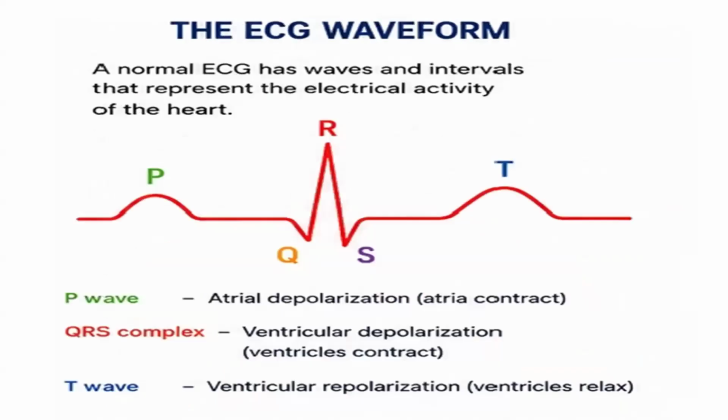Now, the ECG waveform. To understand ECGs, we first need to understand how electrical signals travel through the heart. The heartbeat begins in the sinoatrial or SA node, the natural pacemaker. The impulse spreads across both atria, causing them to contract. It then reaches the AV node, where it briefly slows down, allowing the ventricles to fill with blood. The signals then travel through the bundle of His, bundle branches, and Purkinje fibers, causing both ventricles to contract efficiently.